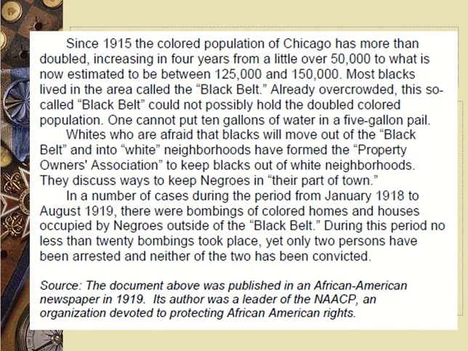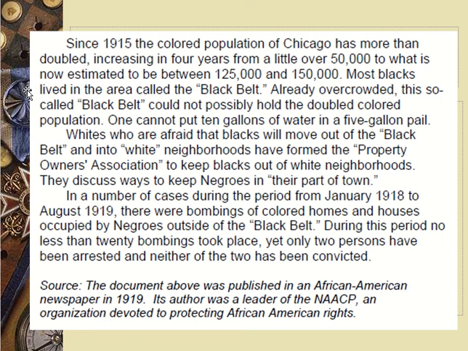Okay, so for this particular reading here, again, we had our source, we always want to look at that first. All right, newspaper from 1919. Since 1915, the colored population of Chicago had more than doubled, increasing in 4 years from a little over 50,000 to what is now estimated between 125,000 and 150,000. Most blacks lived in the area called the Black Belt.